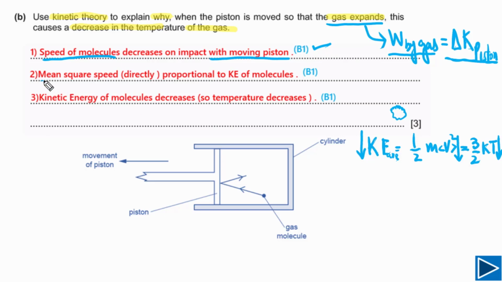Second, if you have mentioned that the mean square speed is proportional to kinetic energy of molecules, you will get the 2nd mark. As you can see here, this is the mean square speed, and it is proportional to kinetic energy because the mass of a molecule is not changing. The third point you need to mention: kinetic energy of molecules decreases, so temperature decreases. That's all you need to write down, and this is how marks will be awarded.